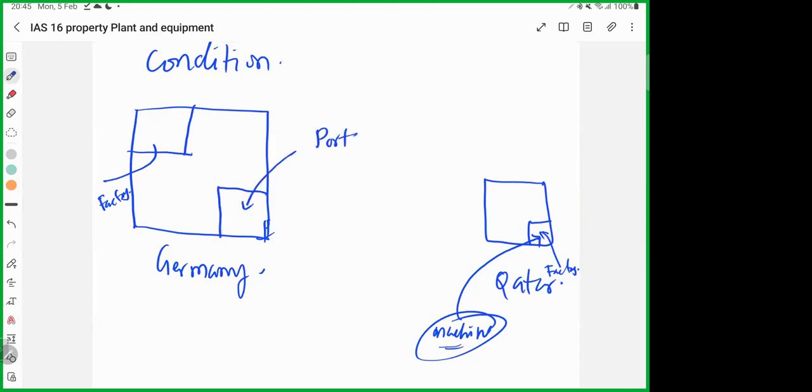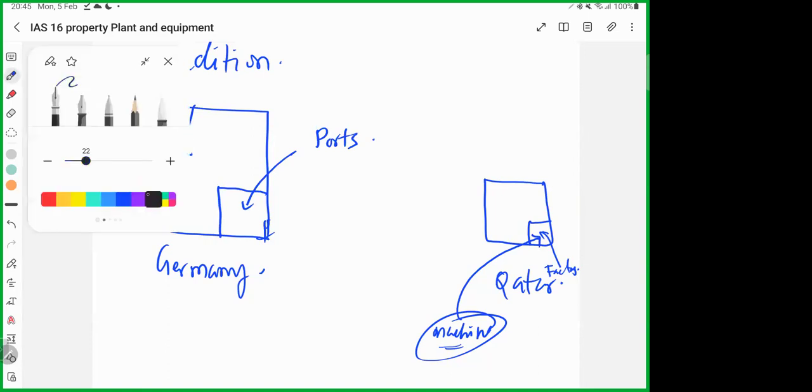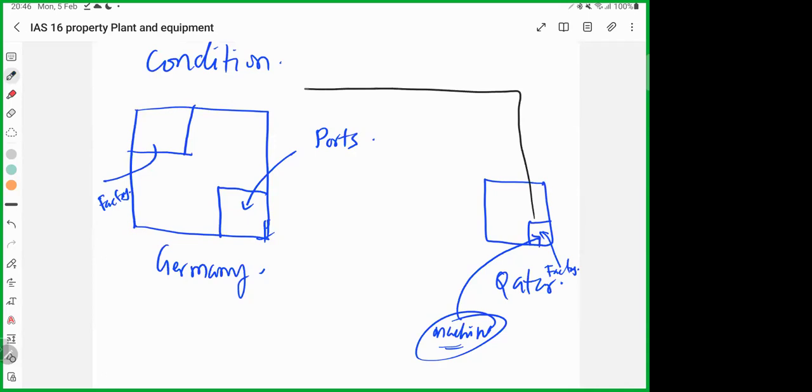And then, this is ports. Hope you know what ports means. What happens? An email goes to this factory in Germany from the factory in Qatar, sending an attachment of FPO. What is FPO? Mr. Zubair, what do you think? FPO. Purchase order, maybe. PO, purchase order. Very good, very good. Purchase order. Then what do you think F means?